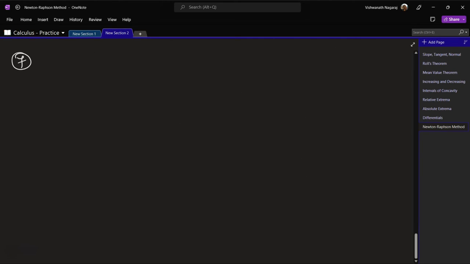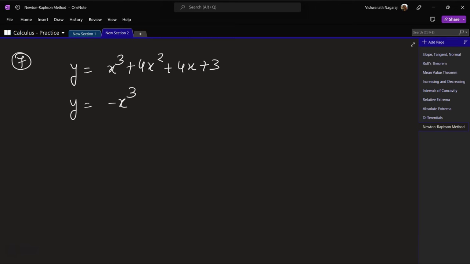Let's look at the seventh one. Now here, let's change it up a bit. We are given y is equal to x cube plus 4x square plus 4x plus 3. There is one curve. And we are given another curve, minus x cube plus 4x square minus 5. And now here we have to figure out the point at which these two intersect each other. Okay. And the initial guess is given as minus 1.4.